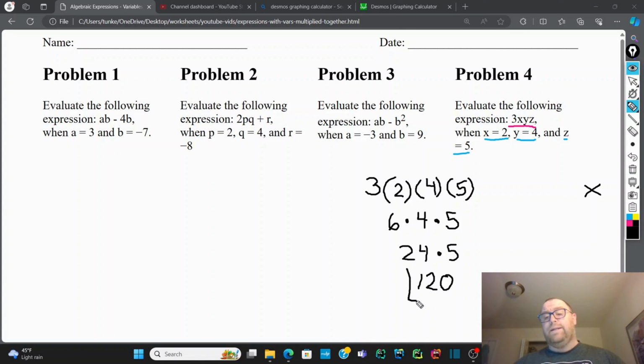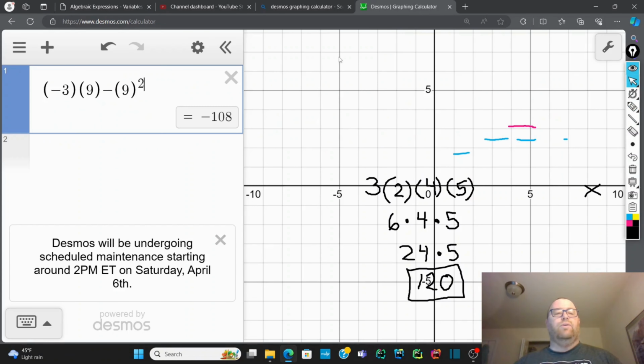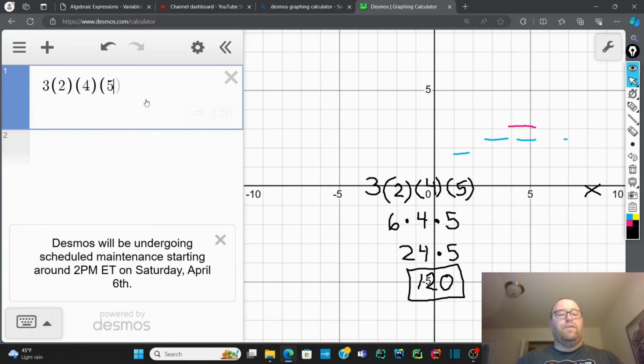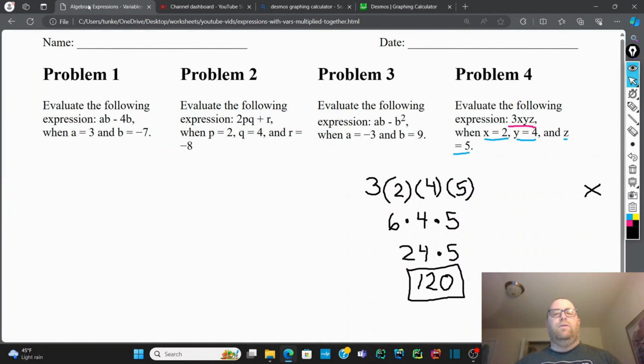If you have a different one, comment in the comments below. Okay, so we get 120, and we can also do this in Desmos. So Desmos, nice and easy. We do 3 times 2 times 4 times 5, and we get 120, same solution. So we're good to go there. Okay, so take a snapshot of this. Let me get rid of it.